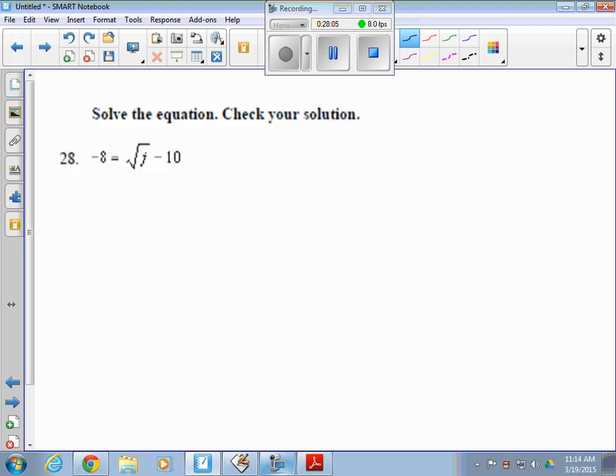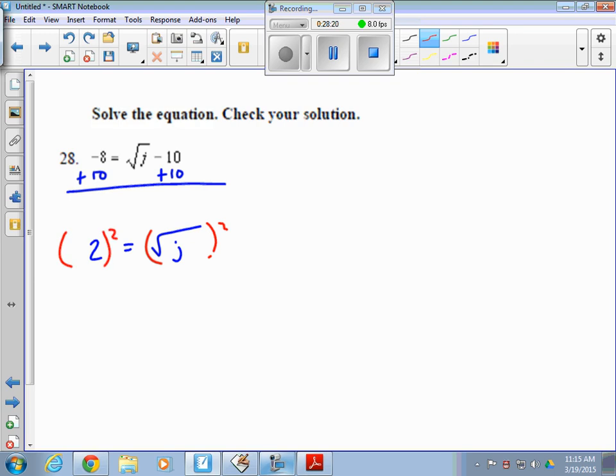Number 28, solve the equation. Check your solution. Undo your order of operations. Undo minus 10 by adding 10 to both sides. Negative 8 plus 10 is positive 2. It's the square root of j. Undo the square root of something by squaring it. If you square it there, square it here. 2 squared is 4 equals j.